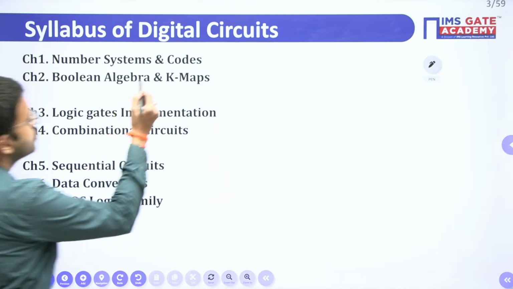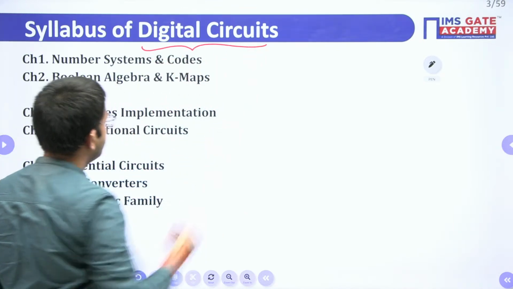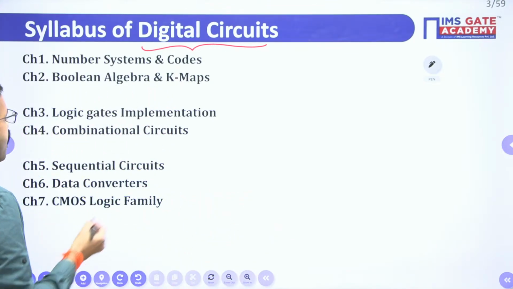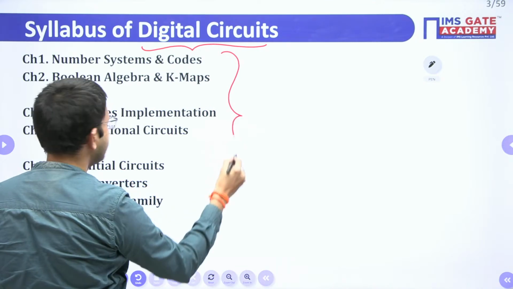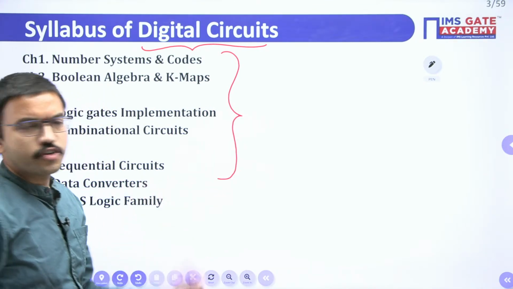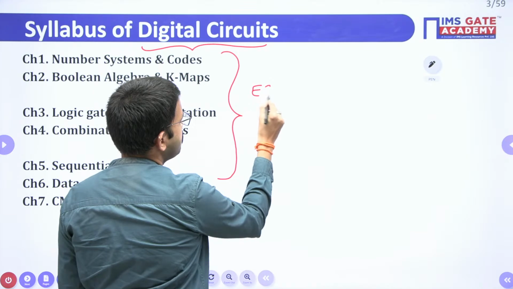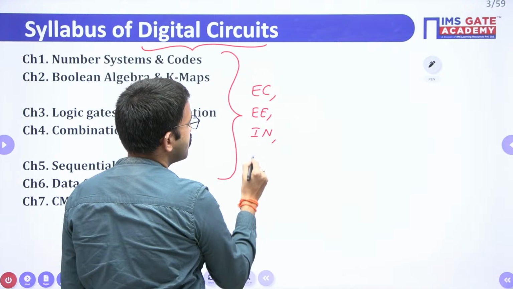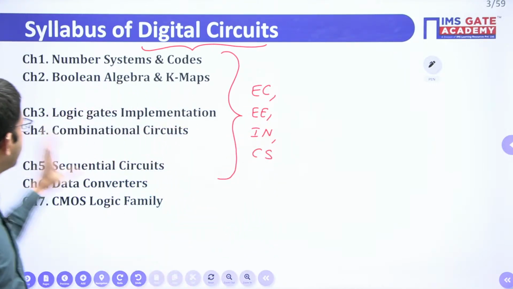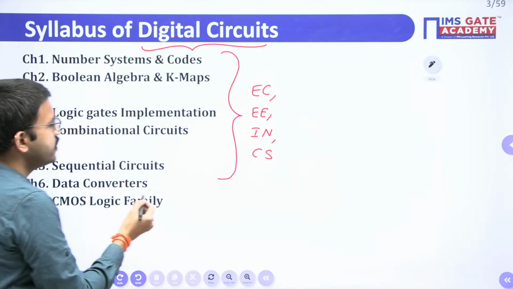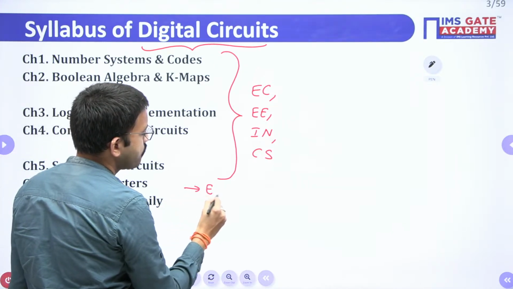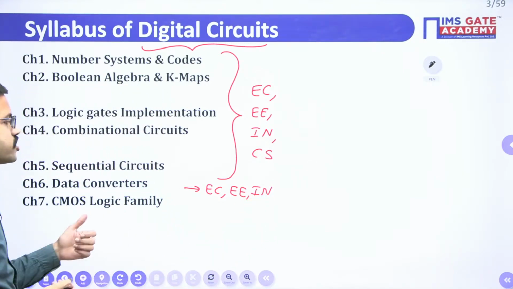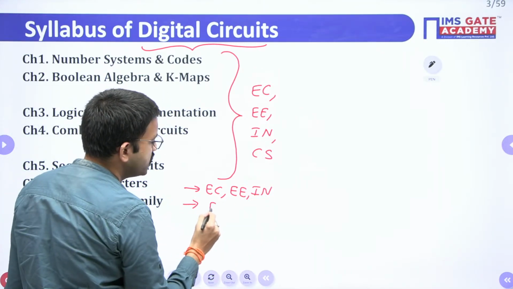In this digital circuit subject, in total we have 7 chapters. Out of these, the first 5 chapters are common for all the 4 branches: EC, electrical, instrumentation and computer science. The 6th chapter is common for EC, electrical and IN. The last chapter, CMOS logic family, is common for 2 branches, EC and IN.